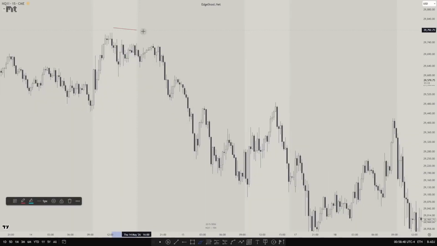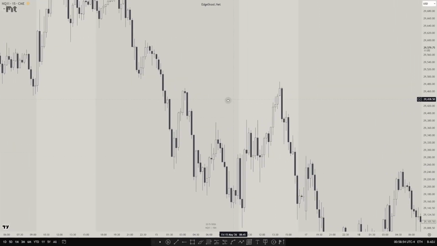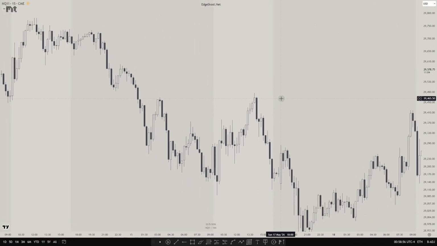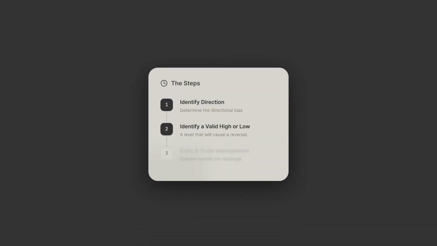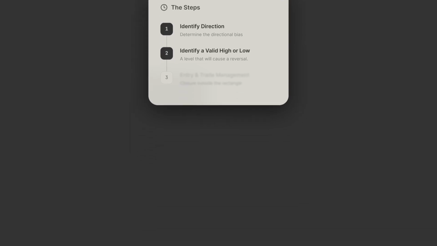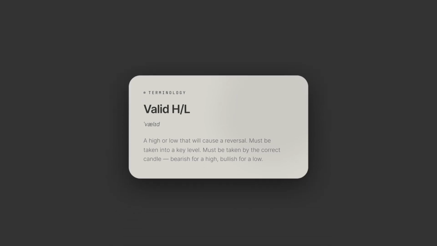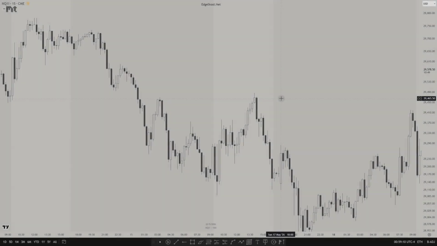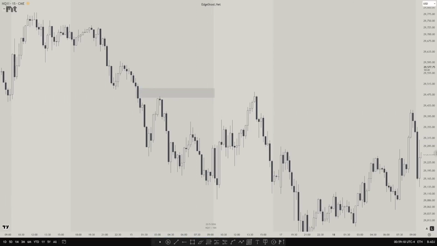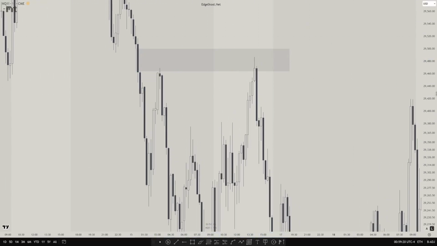So based on the whole move here, I think we're pushing lower now. So what I can do is look for, and that is the second step, a valid high or low. When I say valid, that's something we're also going to be covering in the tips, but I'm going to give you an overview of it. What I want to see is a high being taken into a key level. One of the easiest key levels to use is an imbalance. I can notice that we do have an imbalance here, and that is partially filled.